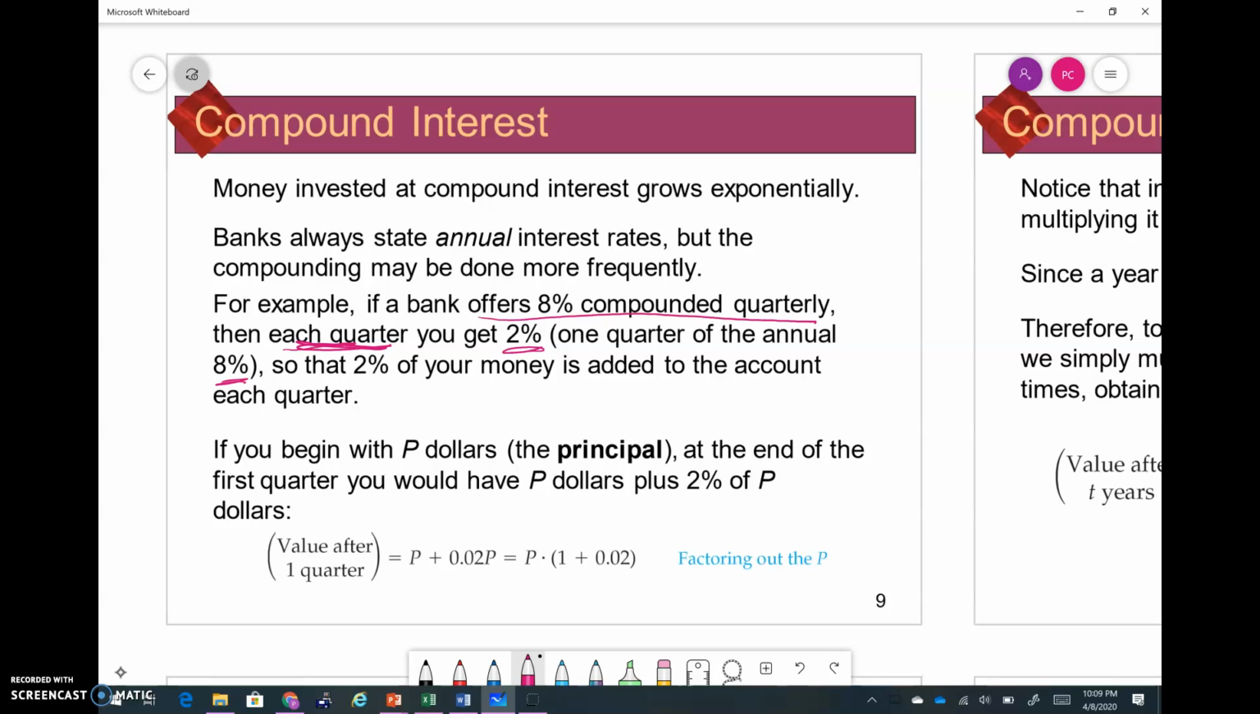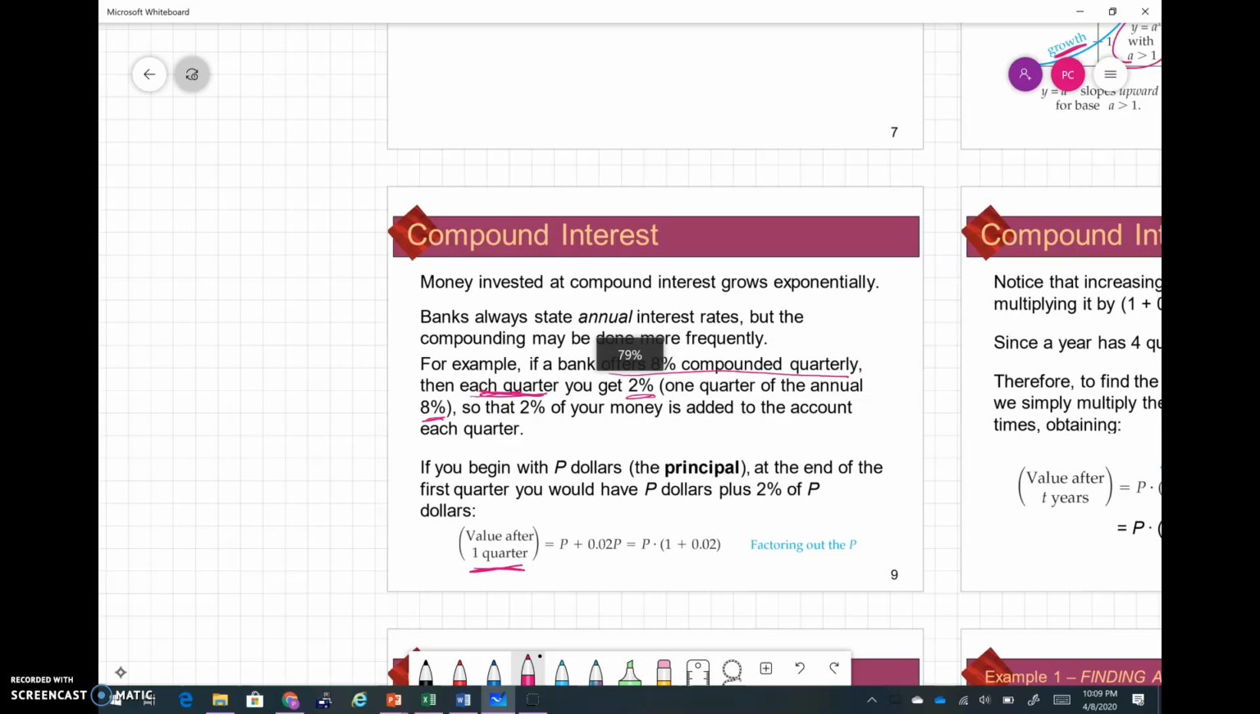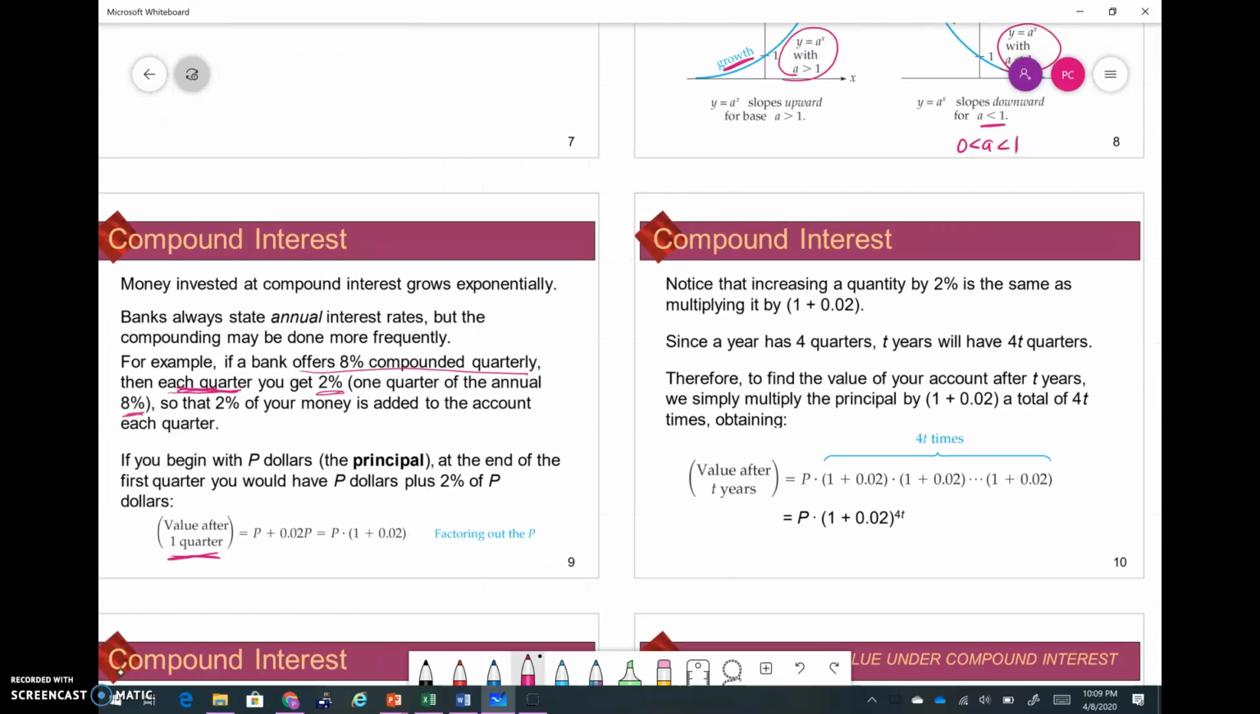If you begin with P dollars, so that's the principal, some amount, at the end of the first quarter, you would have P dollars plus 2% of your original money. So that's P plus 0.02P, and that's the value after 1 quarter if you have 8% compounded quarterly. Notice that increasing a quantity by 2% is the same as multiplying it by 1 plus 0.02. We see that right here: P plus 0.02P is equal to P times 1 plus 0.02 if we factor out that P.